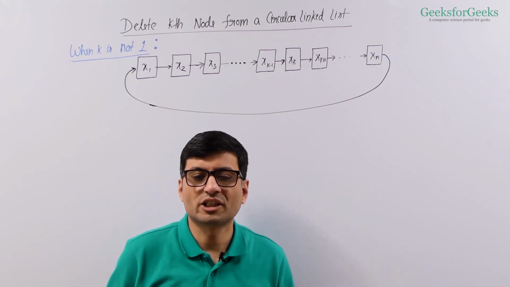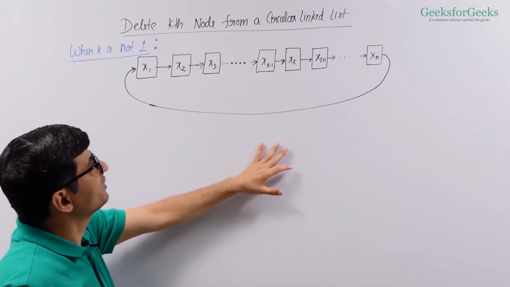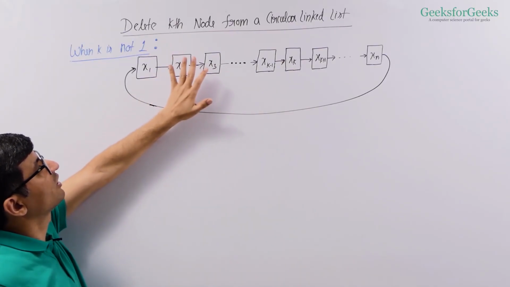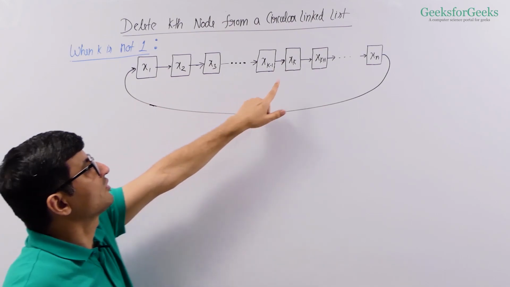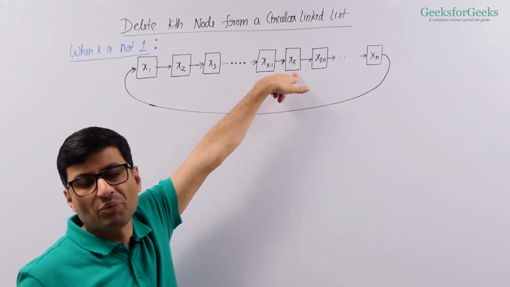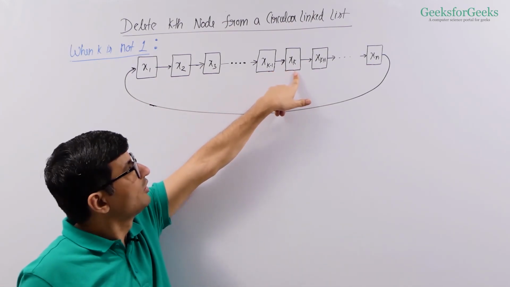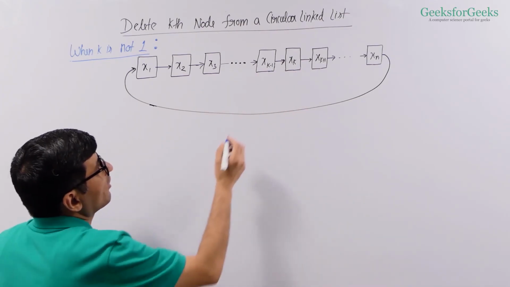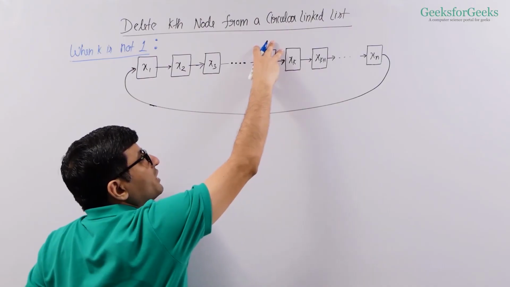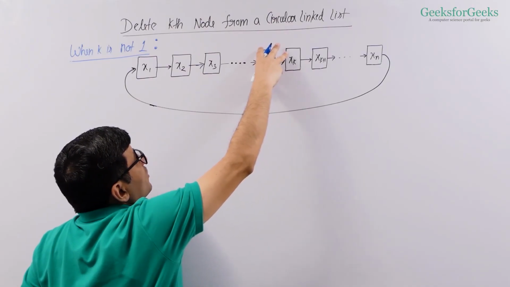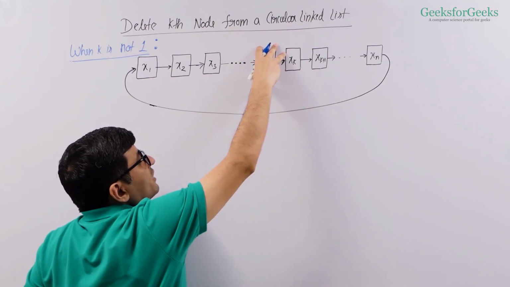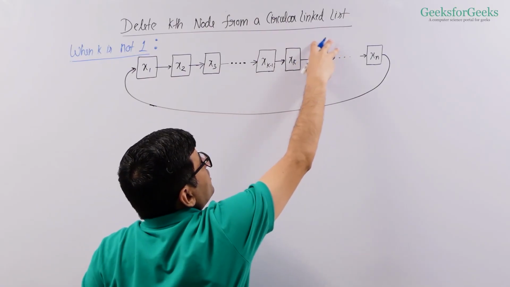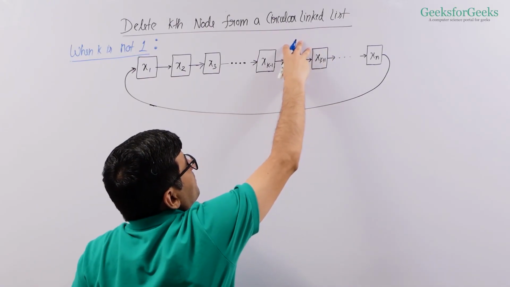Let us take a look at this diagram to understand the solution. We have a circular linked list, k is not 1, so k is somewhere in the middle, and we want to delete the kth node. So to delete the kth node, we need to have a pointer or reference to the node before it. Once we have a pointer or reference to this node, we can change the next of this to this one. And once you do this, the kth node goes out of the picture.